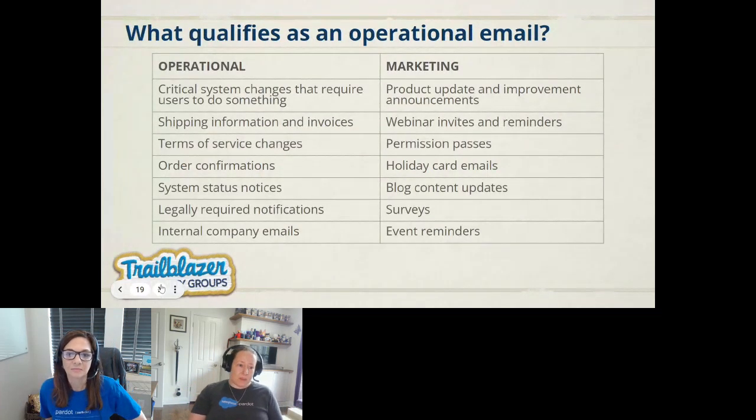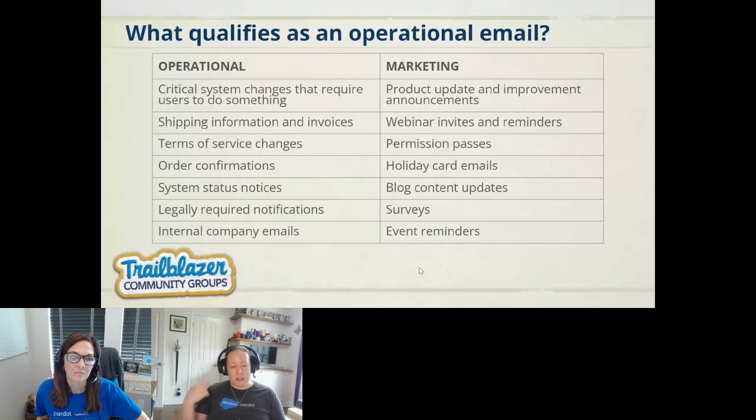An operational email can be sent to people who are opted out if it has to do with critical system changes that require users to do something, shipping information and invoices, terms of service changes, order confirmations, system status notices like your system will be offline, and legally required notifications. You can also send email to your colleagues internally at your company. I work for Extensus HR. I can send an email newsletter to my fellow colleagues using Pardot as an operational email, even if they opted out.